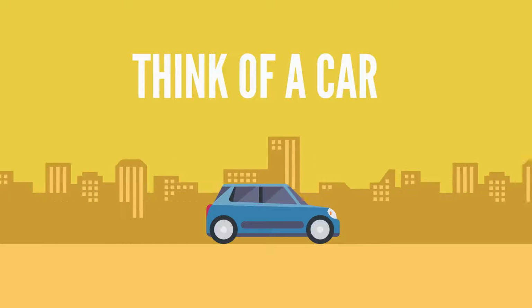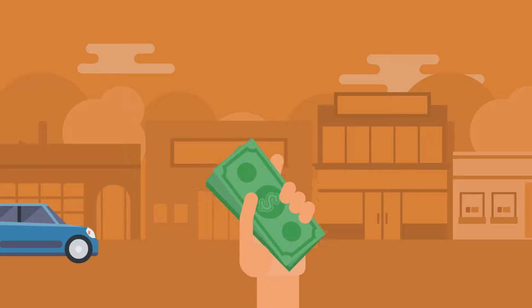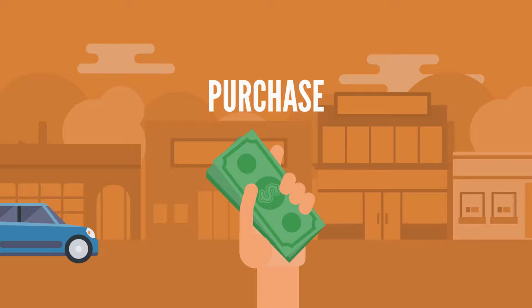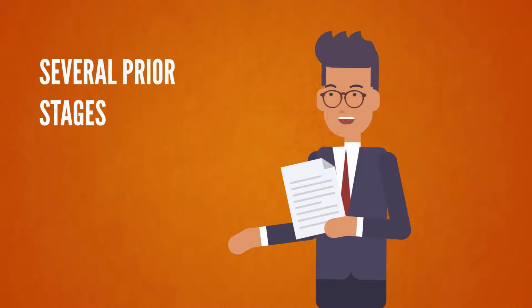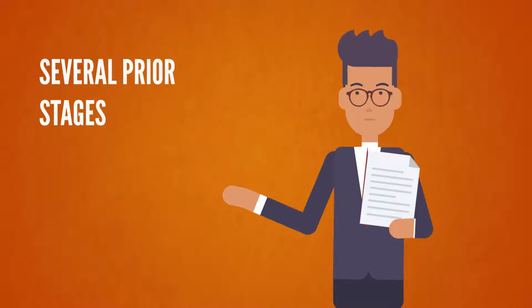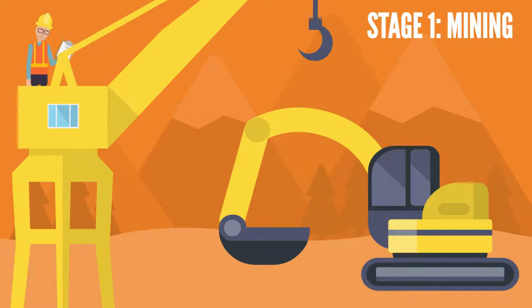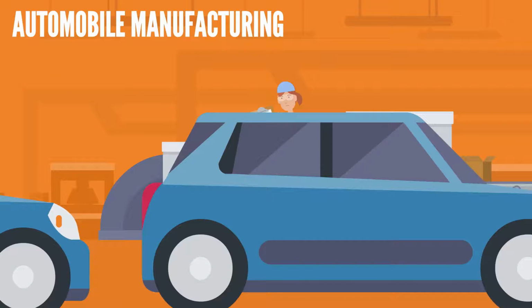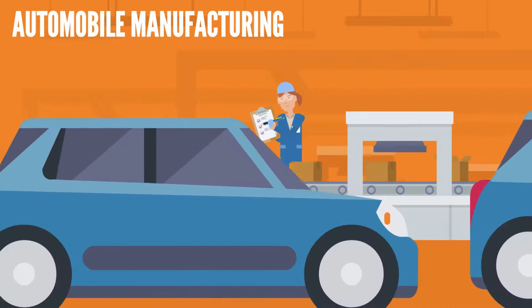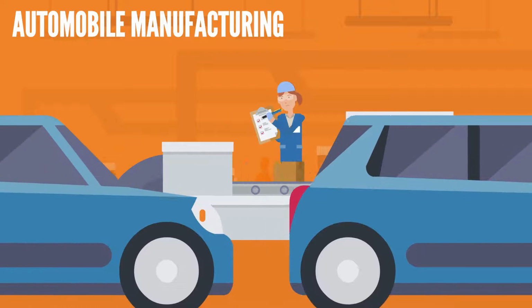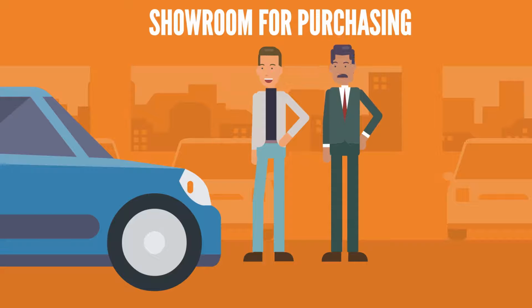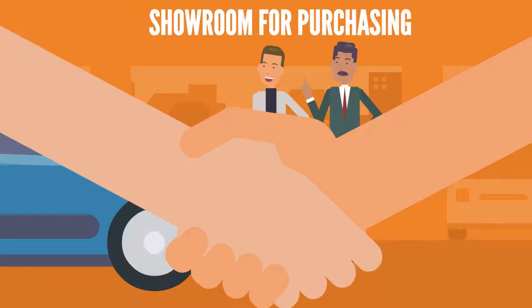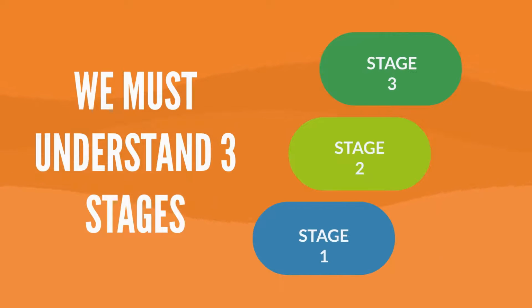Think of perhaps a Toyota car, which you go and buy, say, from a dealer or a showroom. The stages it goes through by the time you can buy the car itself include stage 1, where the iron ore is extracted, mined, then a steel mill works on it, converts it into steel. The Toyota car company then adds to it and manufactures the automobile itself. And the showroom is the final stage where customers can go and buy this vehicle. So there are 3 stages that we need to understand.